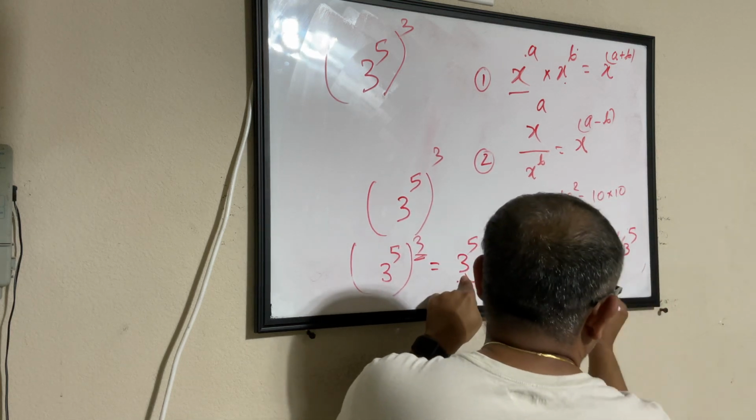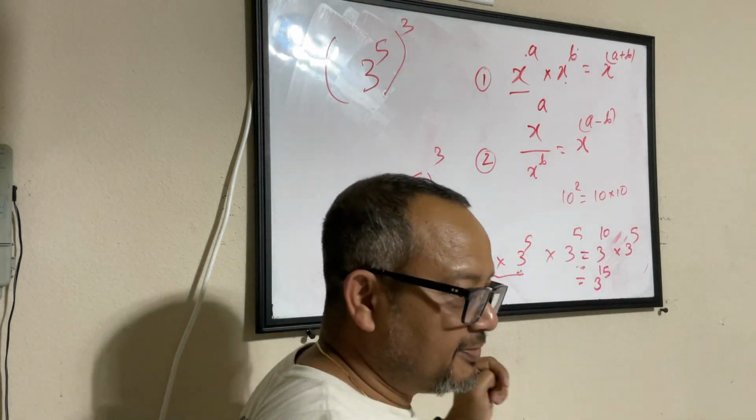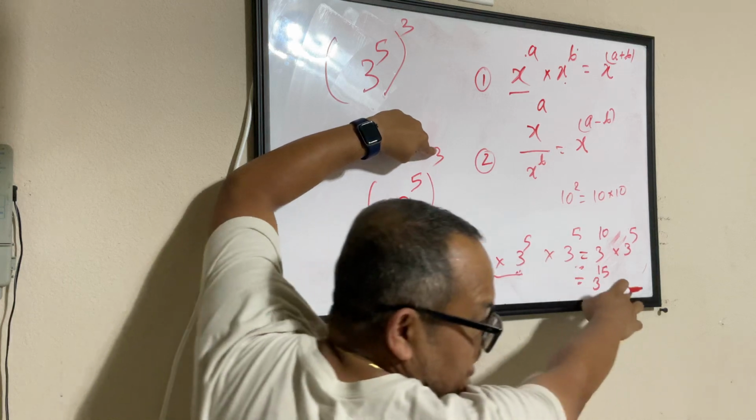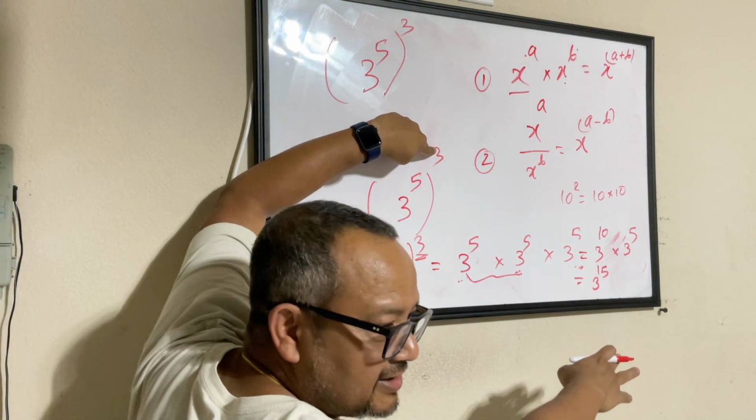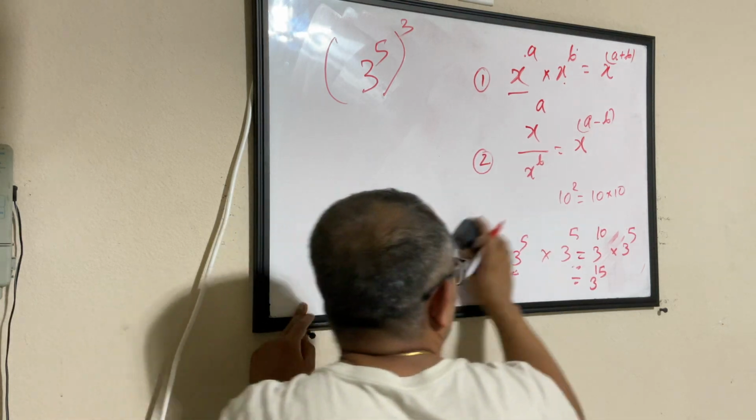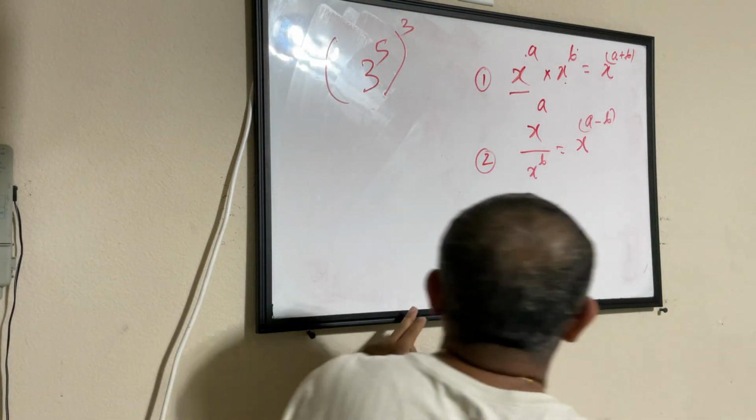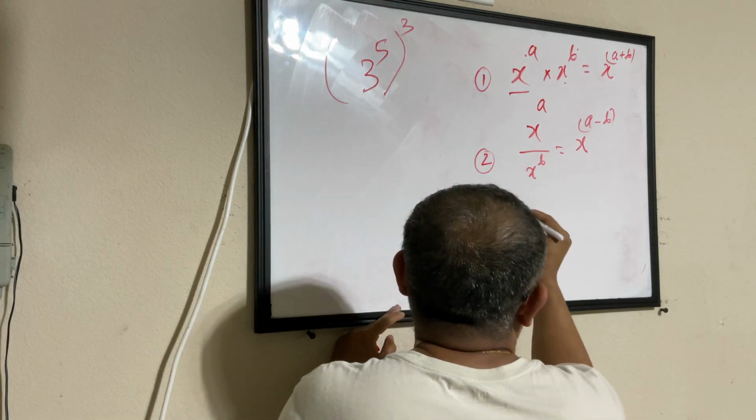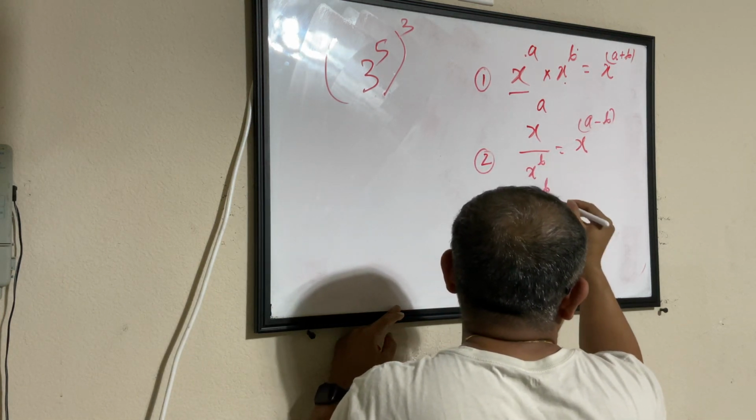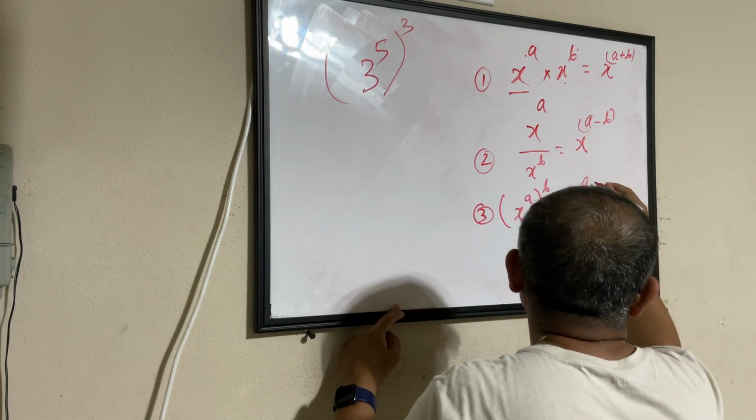Now I have to think, I can add the powers. 10 plus 5, 15. Yep. So that is how we saw this getting multiplied when we just made it simple. Correct? So this became our third rule of exponents, which says x to the power a, this whole thing to the power b becomes x to the power a times b.